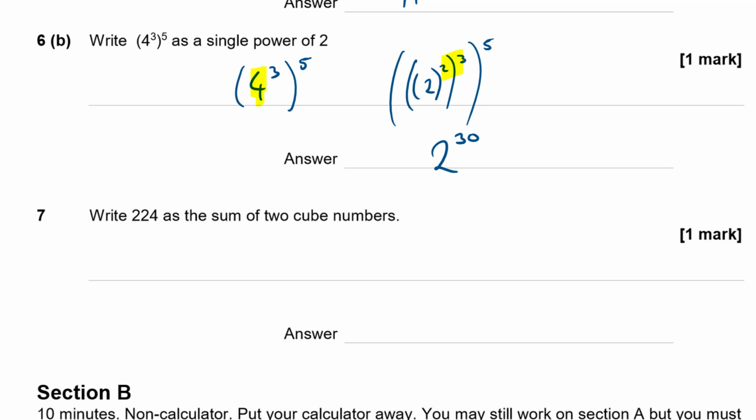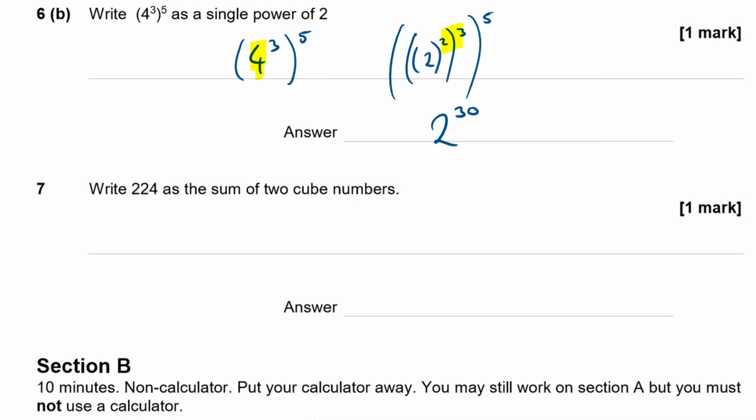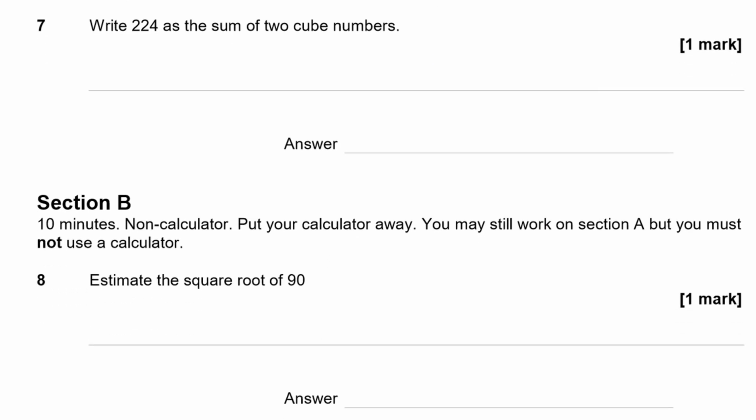Now like I said, you've got a calculator on your desk, so you could just double check that. 2 to the power of 30, very large number. What is 4 to the power of 3 all raised to the power of 5? Which is very large and the same number. Okay, so that works.